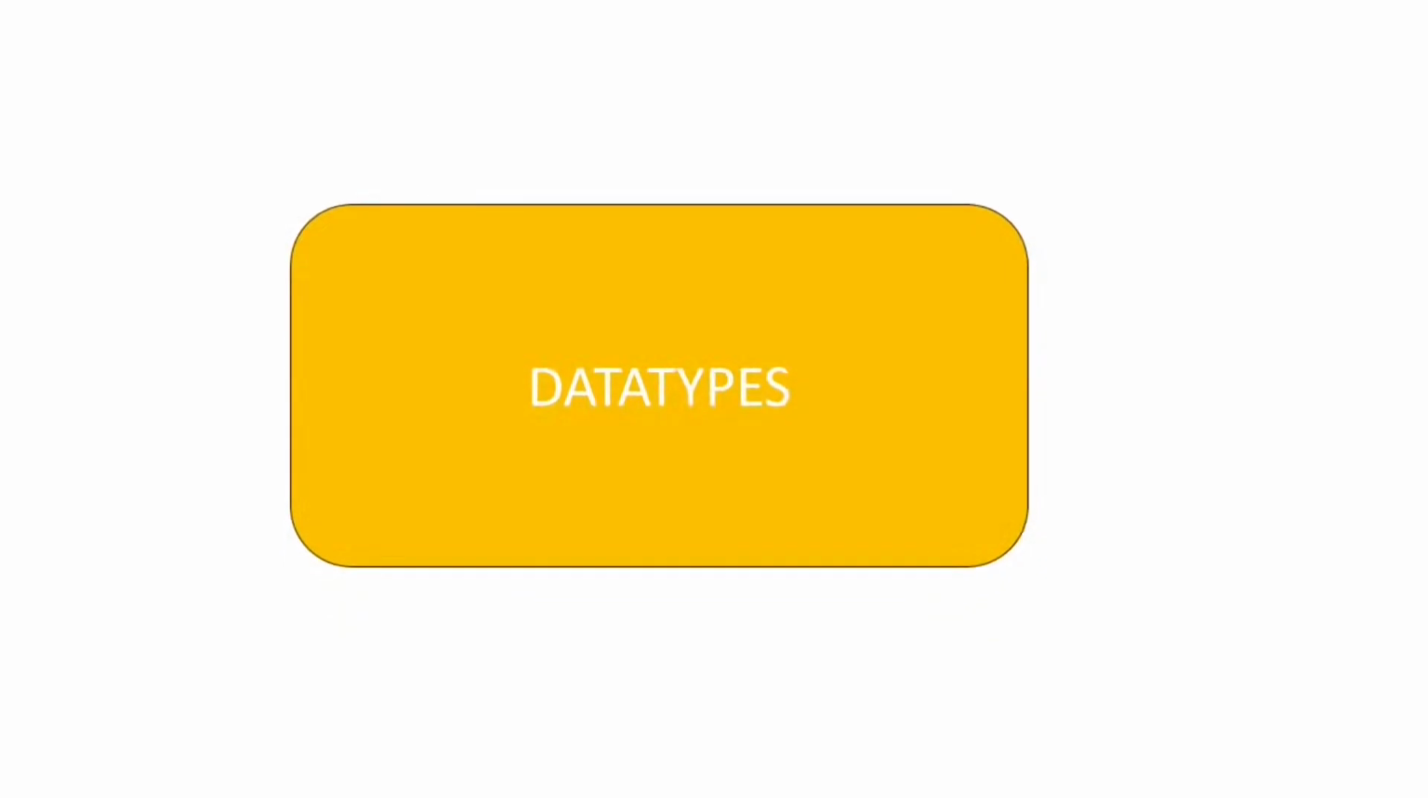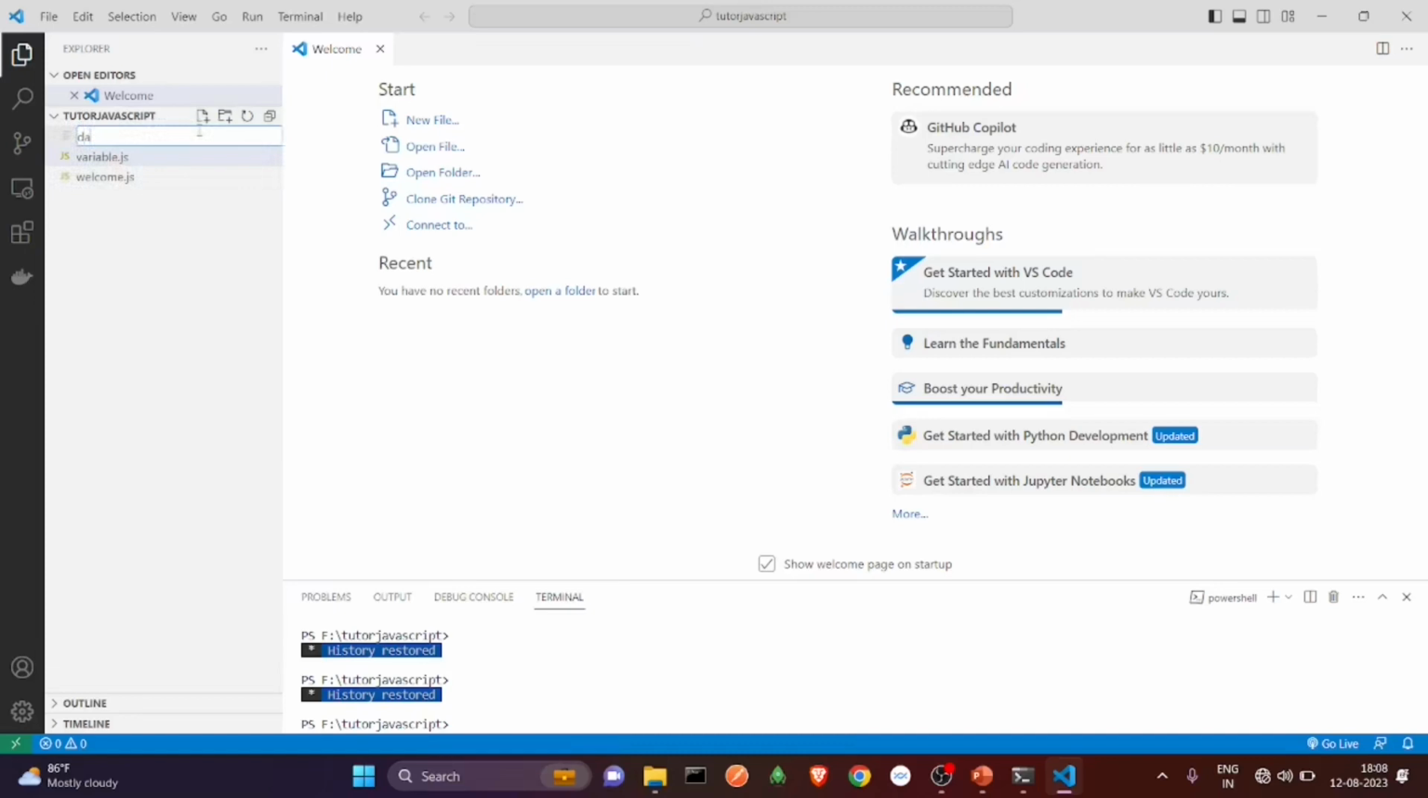Today we will be discussing the data types in JavaScript. There are two types: one is primitive data types, the other one is object types. So in today's session, we will be discussing in detail the JavaScript data types. Let's get started. Creating a new file called datatypes.js.